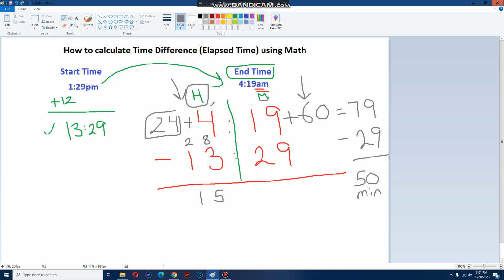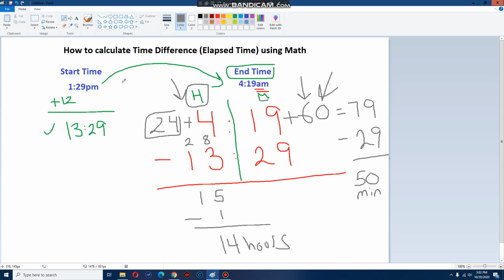But we're not done yet. Take a look on this side. Remember, I had to add a 60 over here on the minute side. If you're going to add a 60, that means if you're going to add an extra hour on this side, you need to minus an extra hour on the hour side. So I have to do 15 minus 1. And that'll give me 14 hours. And there we go. We finally have our answer.